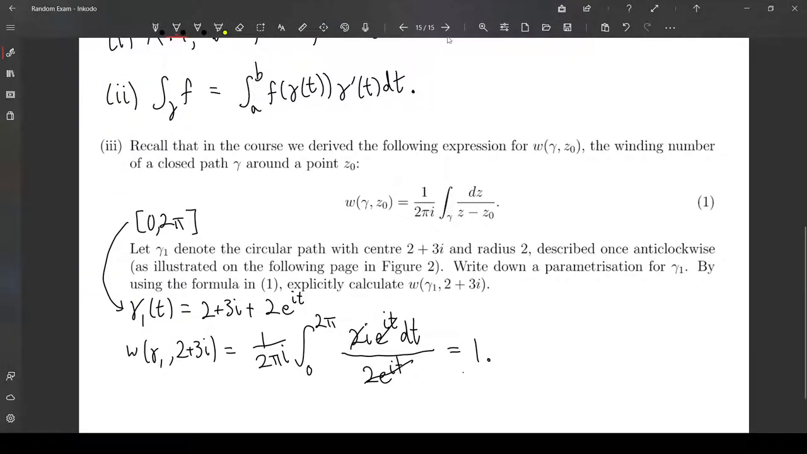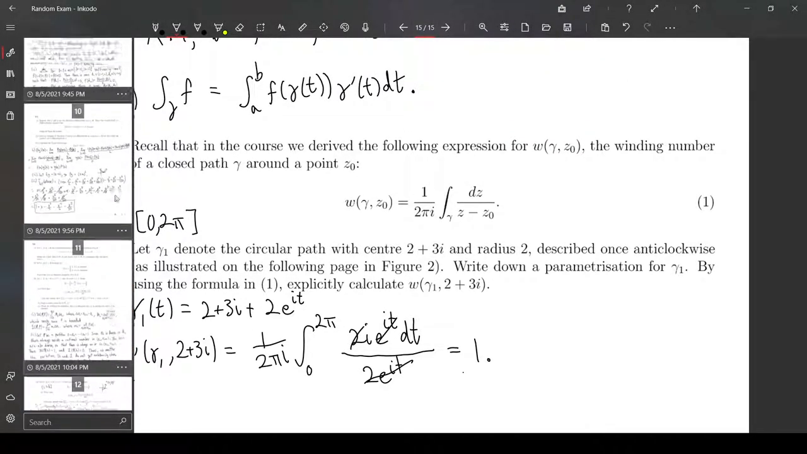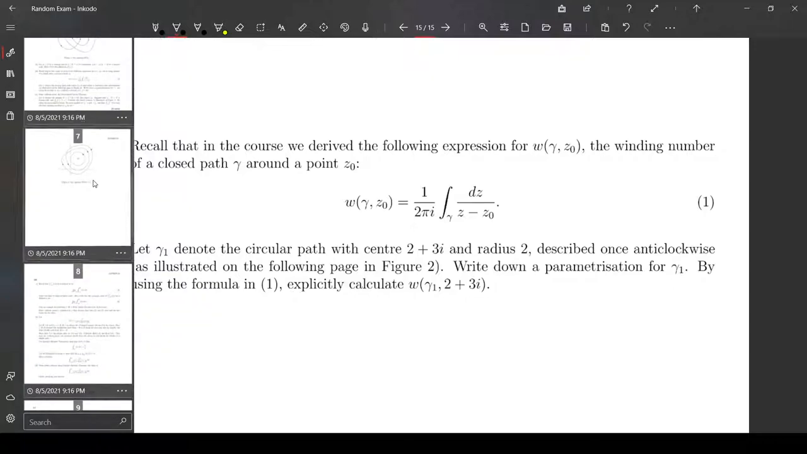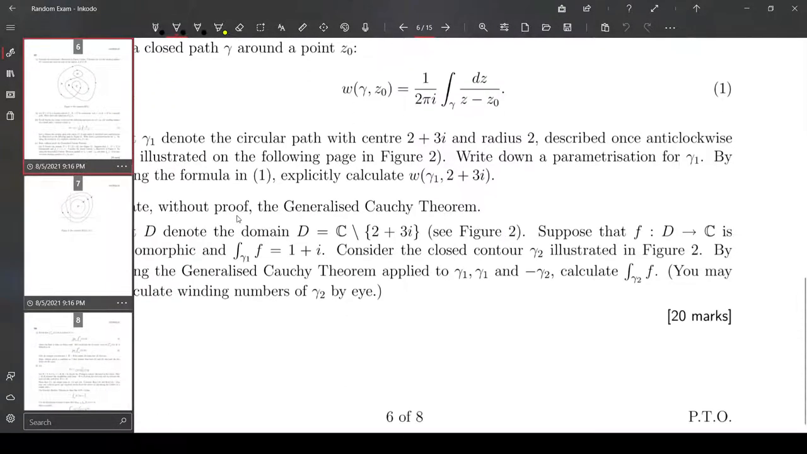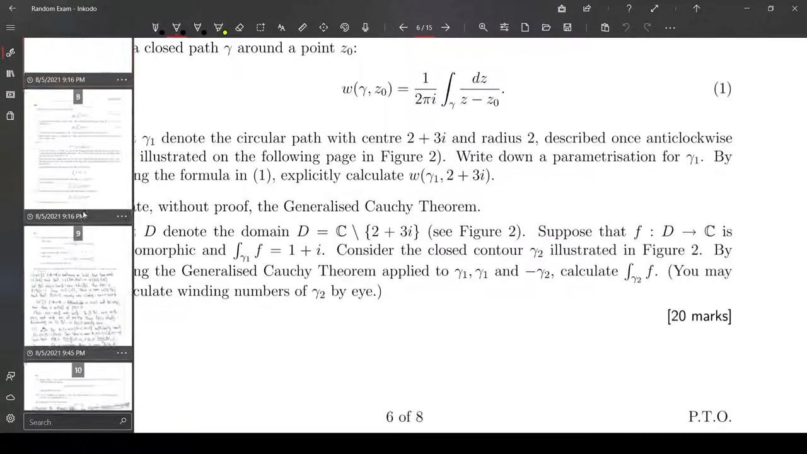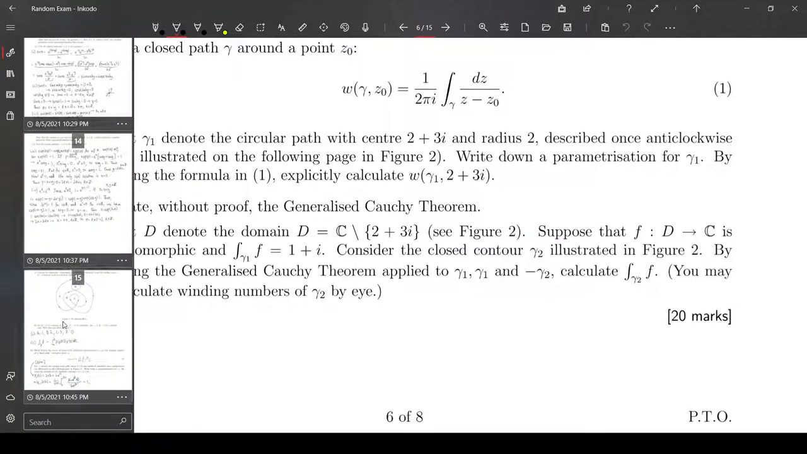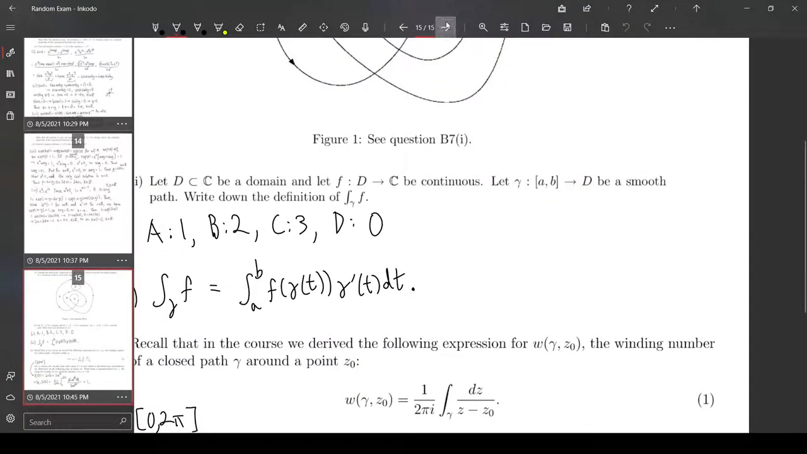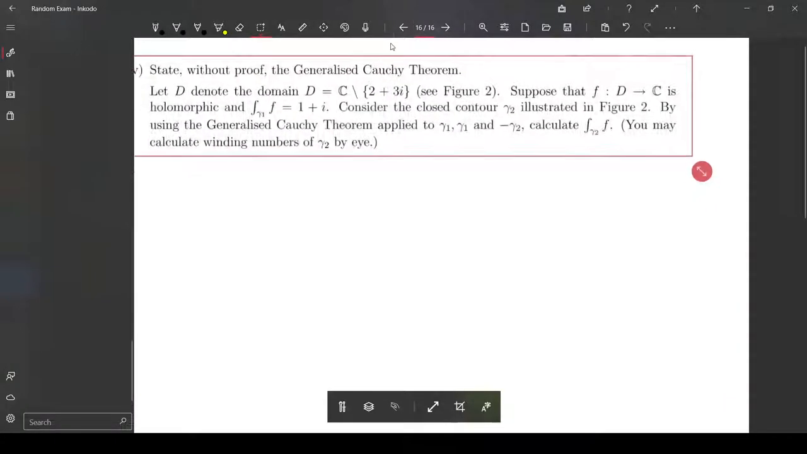Perfect. All right. Love when exams reaffirm you. All right. State without proof. Now, I don't know that. I do not. Generalized Cauchy theorem.